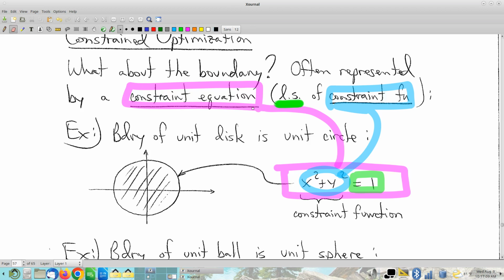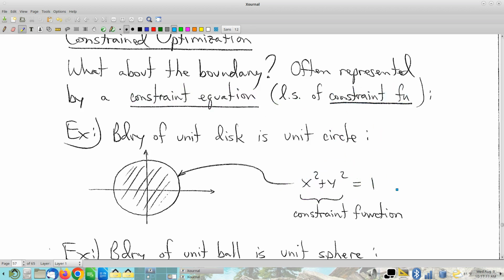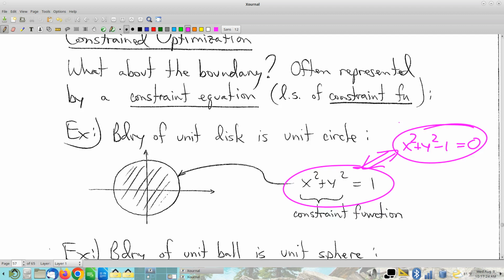By the way, of course, there are multiple ways to do this. I certainly could take this equation right here, and I could rewrite it equivalently as x squared plus y squared minus 1 equals 0. This, too, is a level set of a now different constraint function, right? So which one is it? And the answer is it doesn't matter. Do whatever works most conveniently for you.